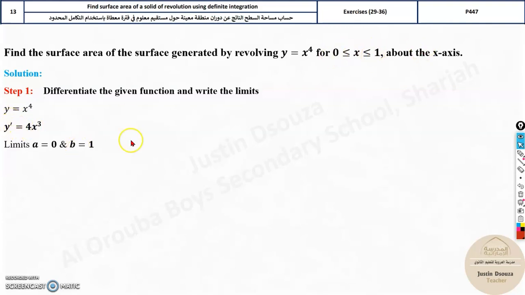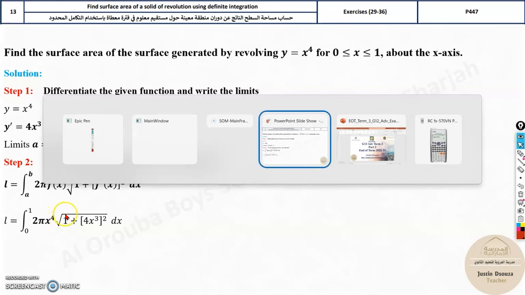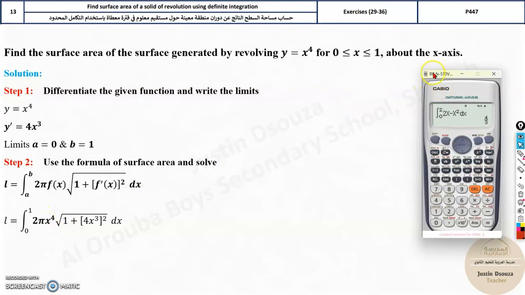The limits are given, 0 to 1. Use the formula and simply solve it directly. Use the formula 2 pi f of x. What is the function? The function is x to the power 4. Then square root of 1 plus f dash, which is 4x to the power 3, the whole square. That's it. Now all you need to do is put it in the calculator and solve.